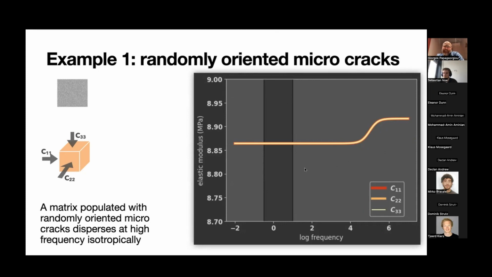And I'm showing here 3 elastic constants, and all 3 are on top of each other. I'm showing the compressional modulus along the 1,1, the 2,2, and the 3,3 direction. And because these microcracks are very close to the pores, this thing disperses at a high frequency. I have here a seismic observation frequency for exploration seismic. And where these things start dispersing, which is in the ultrasonics, C11, C22, and C33 disperse together because there's no preferred direction.